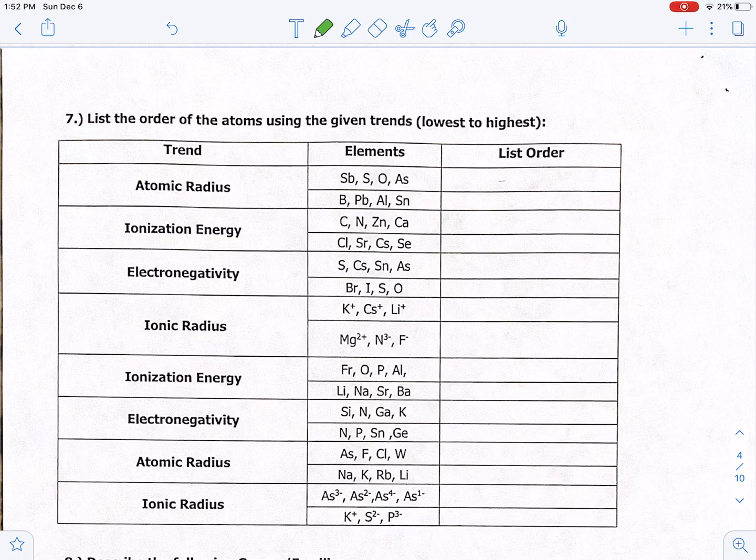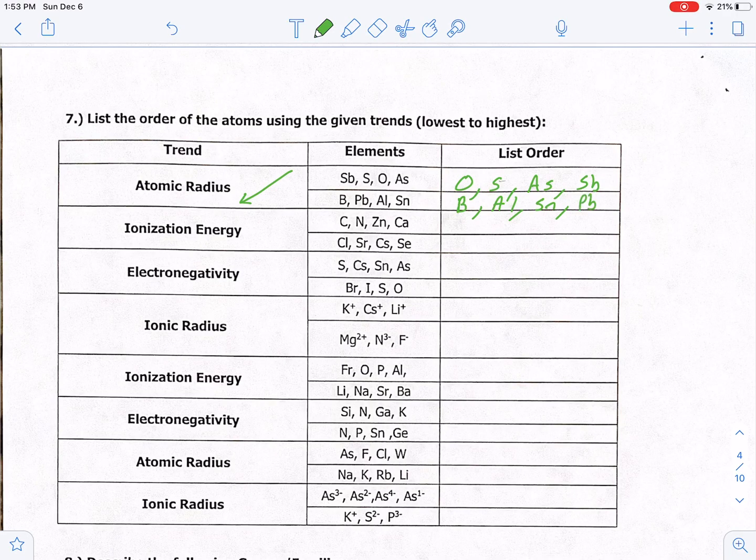Okay, so you're going to use your periodic table for this because this would take forever if I were to go back and forth and find these. But I will explain how you would rank them. Okay, so atomic radius, and we want lowest to highest. So smallest to biggest, so that means you're going to go down to the left. You can pause if you want to find them and then look at the answers on the video, whatever you need to do. Okay, so oxygen is going to be the smallest. It's the furthest up to the right, followed by sulfur, then arsenic, and then Sb. Okay, so the same one, we're going down to the left. So boron is going to be the smallest, followed by aluminum, followed by tin, followed by lead.